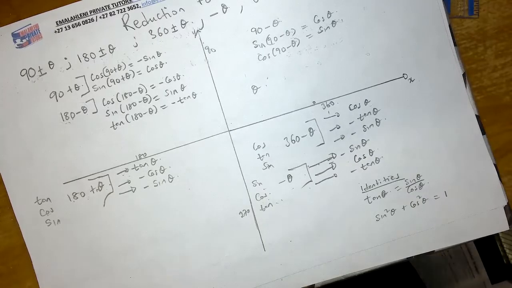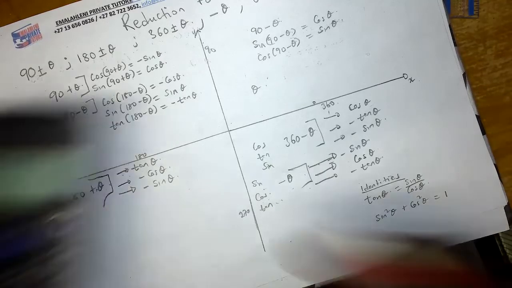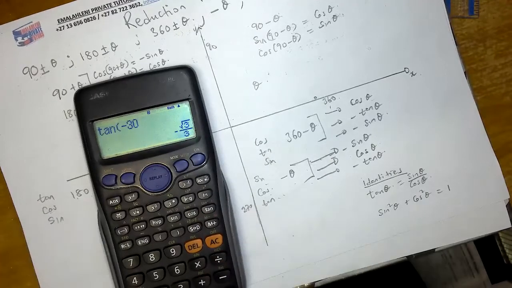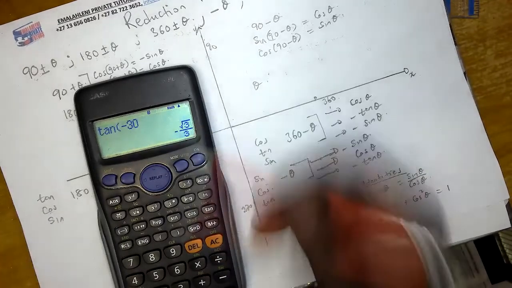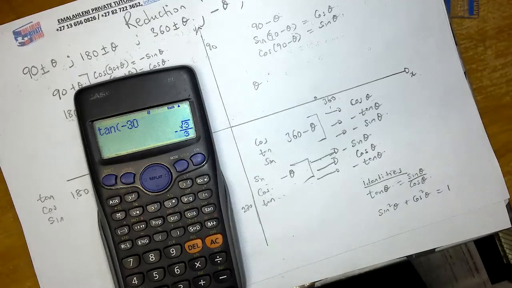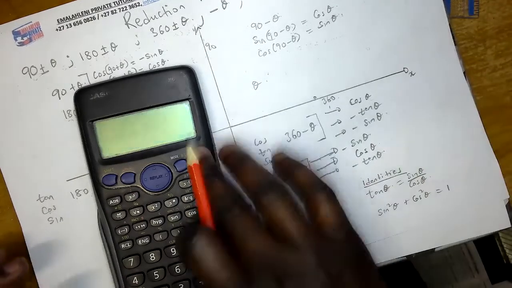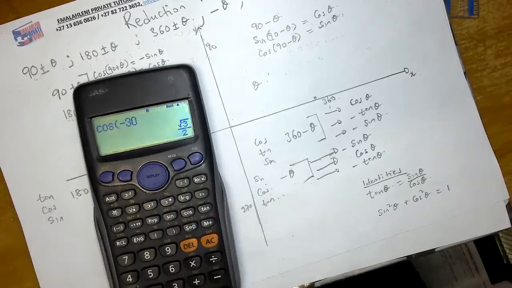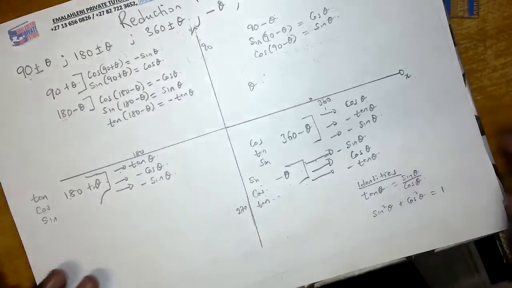When you're dealing with negative theta, if you say tan negative 30, we know that we're going to get a negative, but we're still getting the root 3 over 3 for 30. What about cos negative 30? What do we get? We get positive, because it's positive in here.